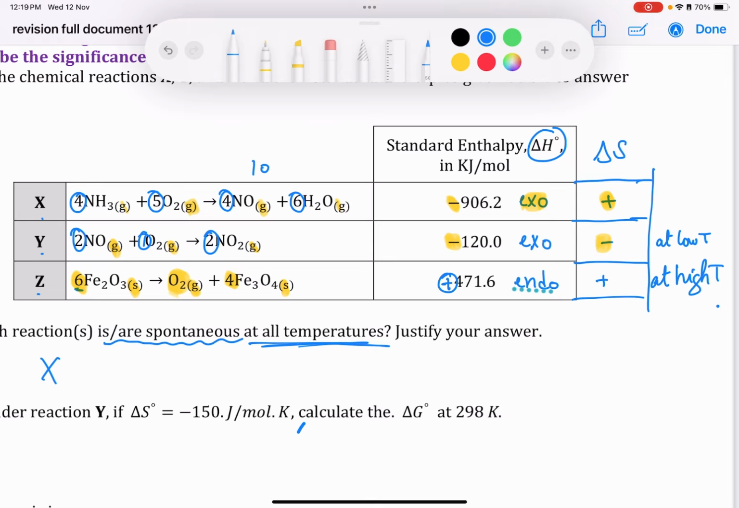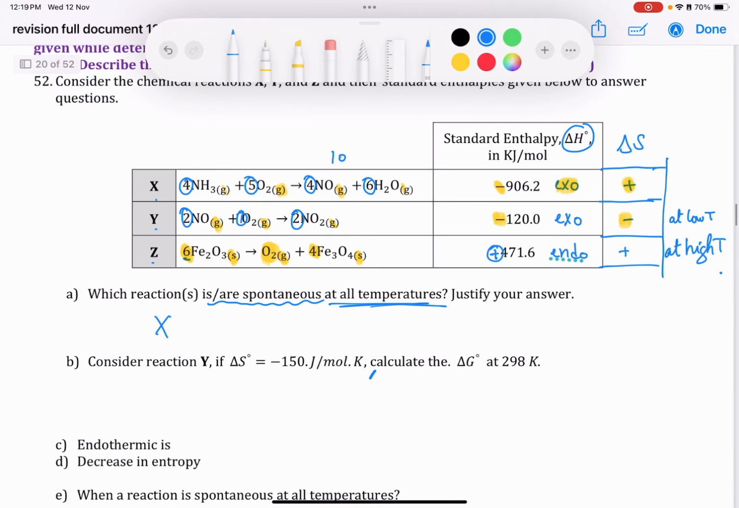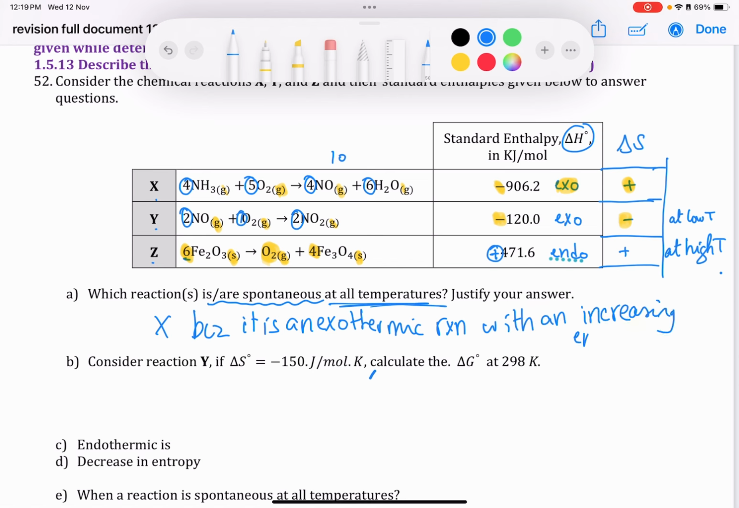Now, let's read and finish this question. Which one is spontaneous at all temperatures? X, because it is an exothermic reaction with an increasing entropy. So that's the answer.